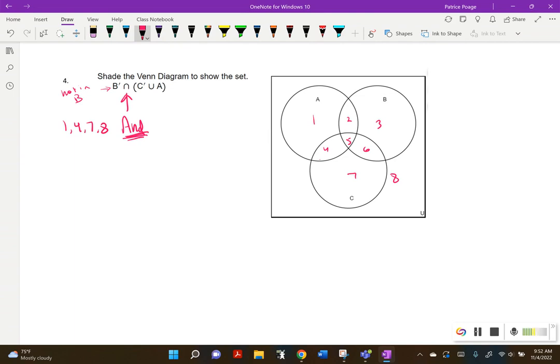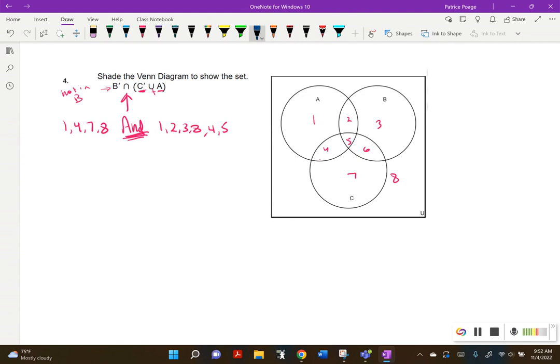And on the right side, I want every number not in C plus every number that's in A. So that's kind of friendly. So everything not in C, so not in circle C, is 1, 2, 3, 8. Plus, I want to add all the numbers in A that I have not already counted. So I've already got 1, 2, I need 4, 5.